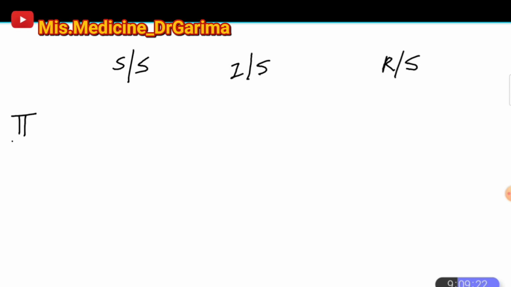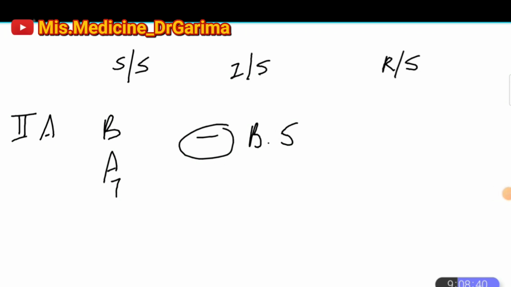Next stage is the 2A stage, which has the same symptoms: BAT, bradycardia, apnea and temperature instability. Next is the intestinal symptom, which is absent bowel sounds, and in the radiological sign they have pneumatosis intestinalis.